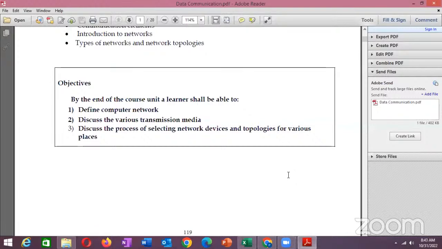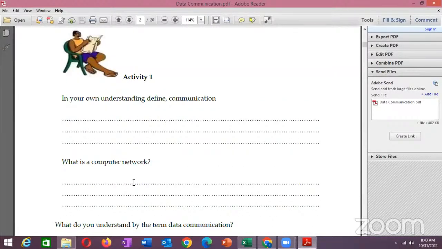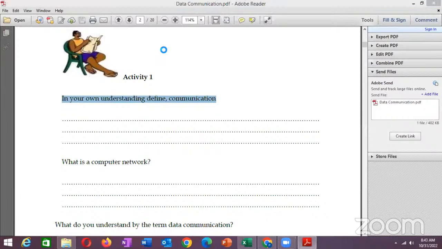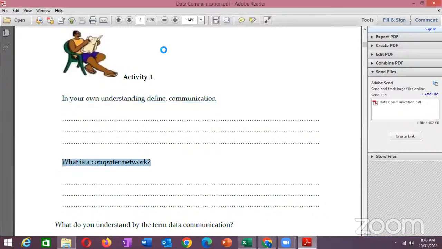I'm going to add notes online on these, and I'll put in activities where you will be able to define what data communication is. I can still pose the same question to get your own understanding. I'm putting it in the message box in the chat so that you can kindly discuss. Define data communication in your own words, in your chat box. I'm posting 2 questions.